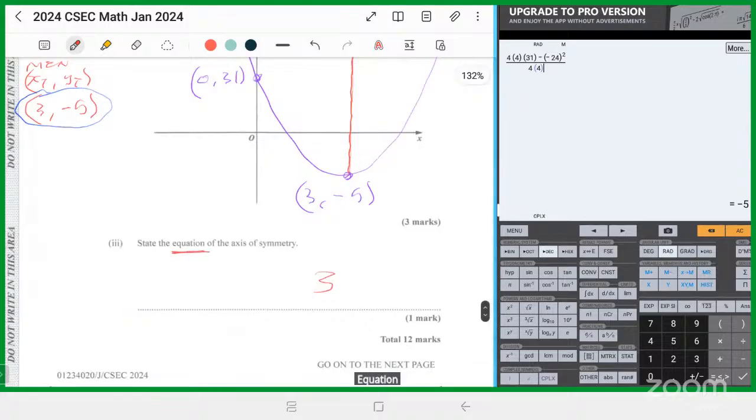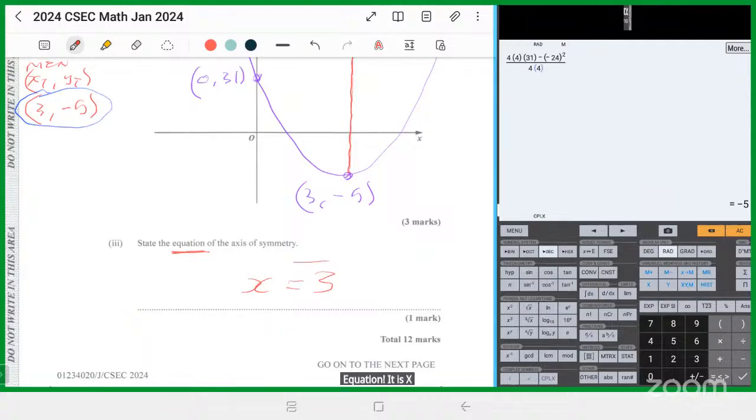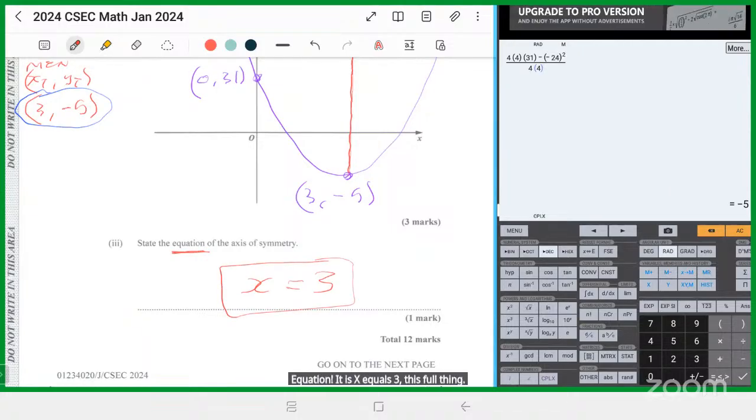Equation. It is x equals 3. This full thing is the equation of the axis of symmetry. X equals 3. Anything other than that, you're not getting this 1 mark. I want the 1 mark. 1 mark can be the difference between a grade 1 and a grade 2. It doesn't make sense to give away a 1 mark like this by not paying attention to the details.